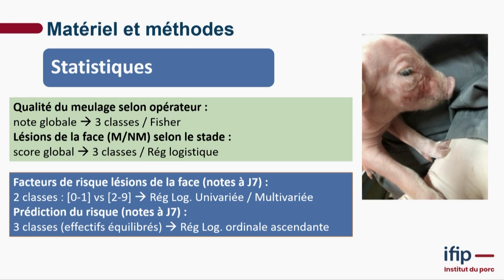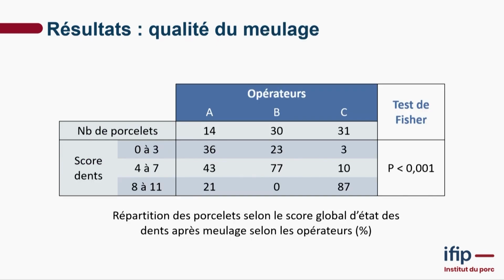We calculated in 3 classes, and the logistic regression was performed for risk factors of lesions. We divided the scoring into 2 classes, and then we started with the univariate logistic regression and the multivariate one in order to predict the risk of seeing lesions at day 7. We gave 7 rates or notes, and then we performed a logistic regression analysis, an ascending one.